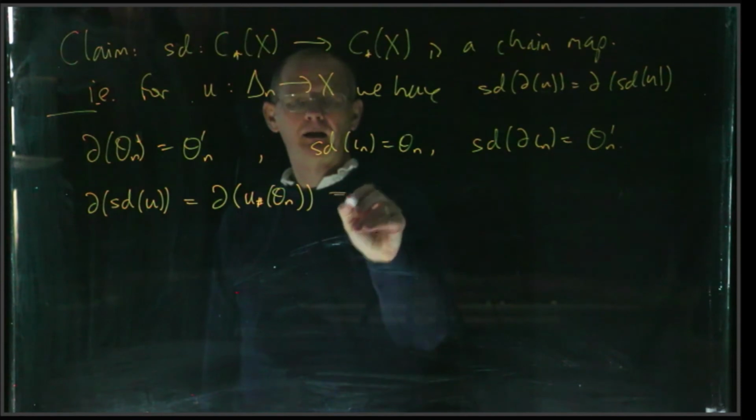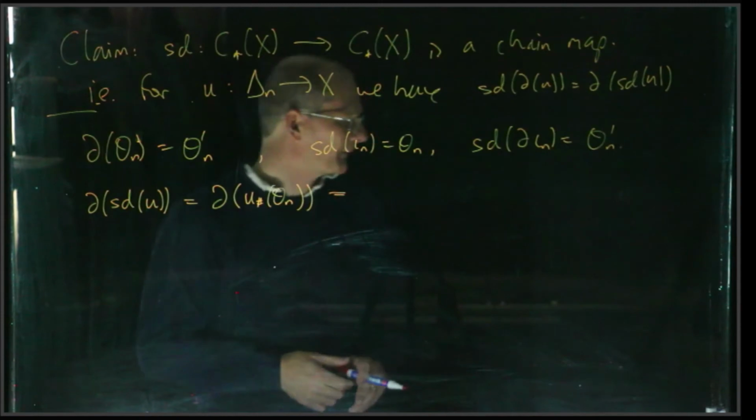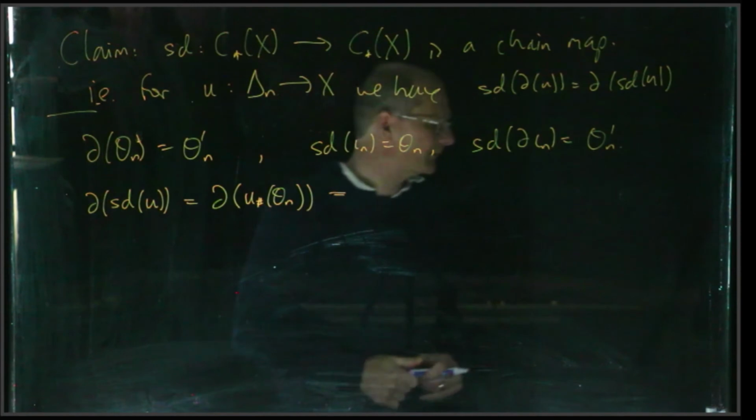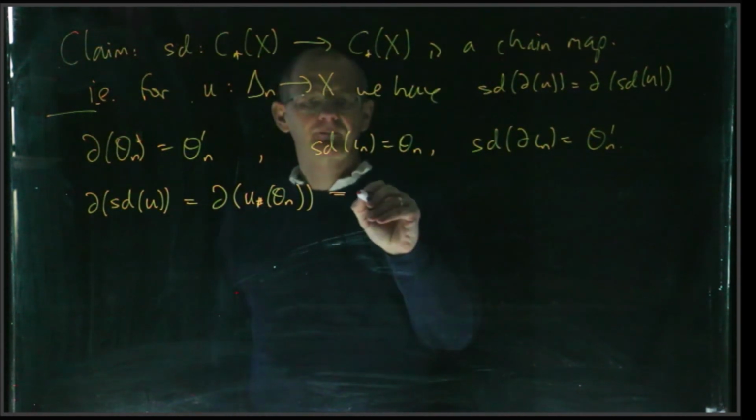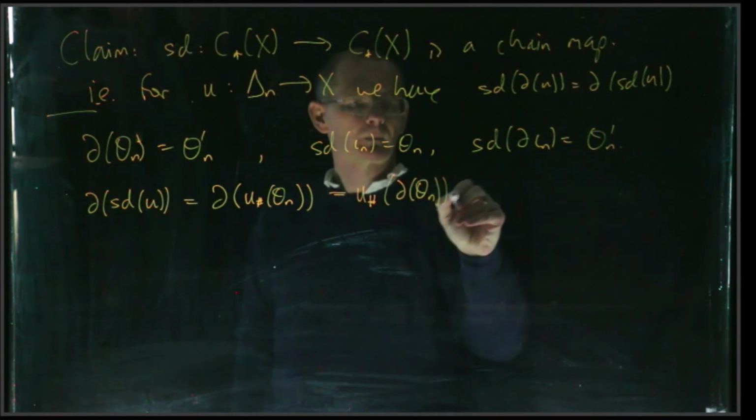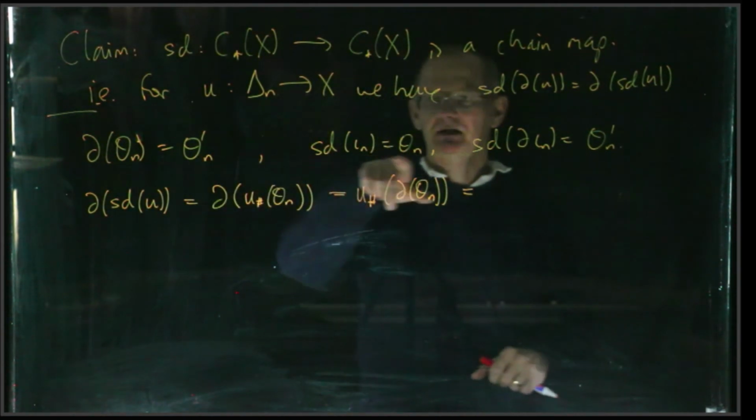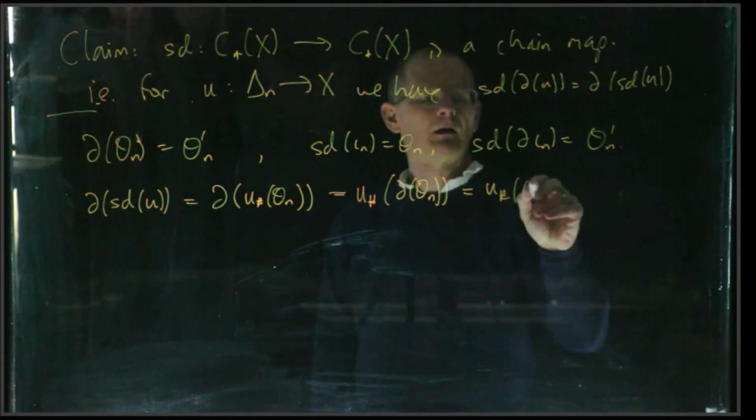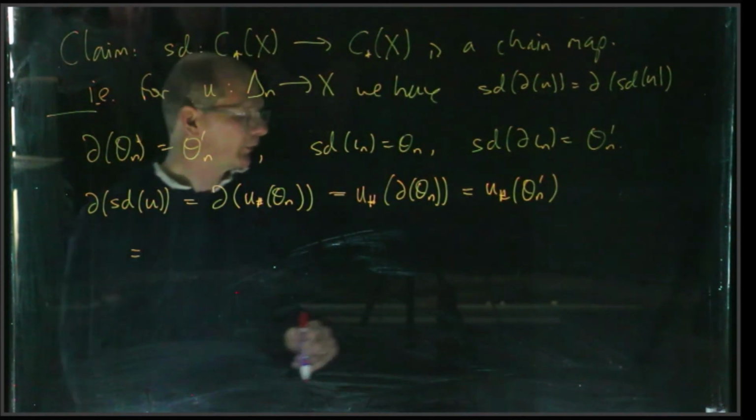Okay, but remember, U hash is a chain map. That's a kind of key property that we proved earlier, that whenever you've got a continuous map between spaces, it gives you a chain map between the corresponding chain complexes. So this U hash is a chain map, so this can be rewritten as U hash d theta n. Okay, but what's d theta n? Well, we've just checked here that it's equal to theta n prime. So that's U hash theta n prime. And now we need to remember what was the definition of theta n prime.